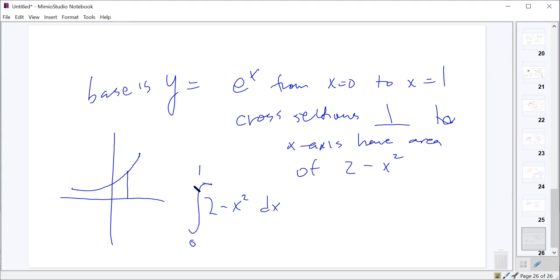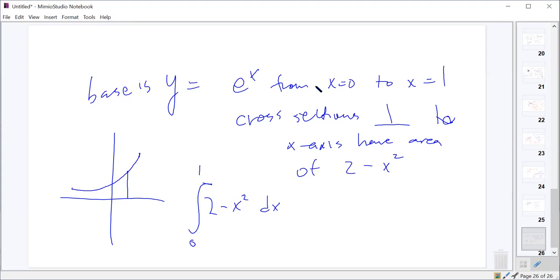Good or no? Wait, so you don't have to relate y equals e to the x to the area function? No, because all they said is that the cross sections perpendicular to the x-axis have an area of 2 minus x squared. Yeah, I mean, if that's all they say, then that's it.